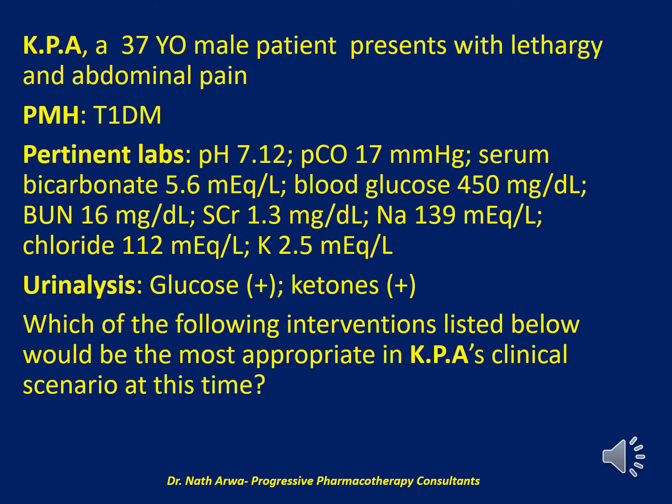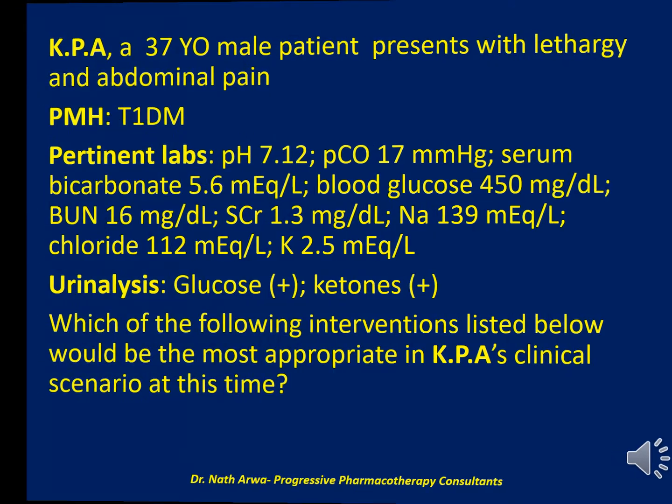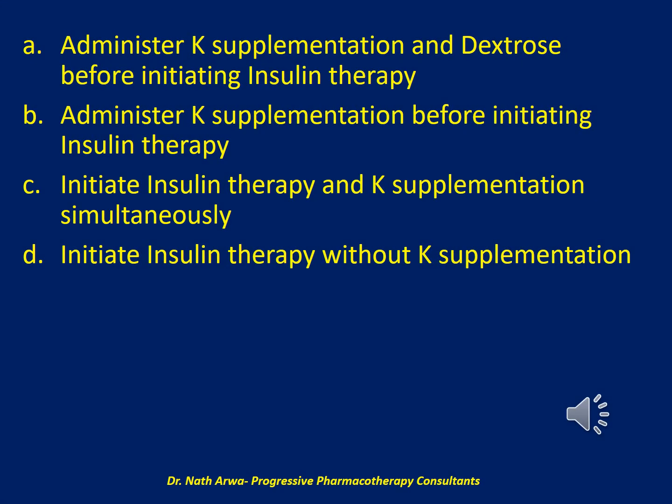So my question to you is, which of the following interventions listed below would be the most appropriate in KPA's clinical scenario at this time? Would it be A. Administer potassium supplementation and dextrose before initiating insulin therapy? Or B. Administer potassium supplementation before initiating insulin therapy? Or C. Initiate insulin therapy and potassium supplementation simultaneously? Or would it be D. Initiate insulin therapy without potassium supplementation? I will give you 10 seconds to choose the correct answer to this question from the listed options.